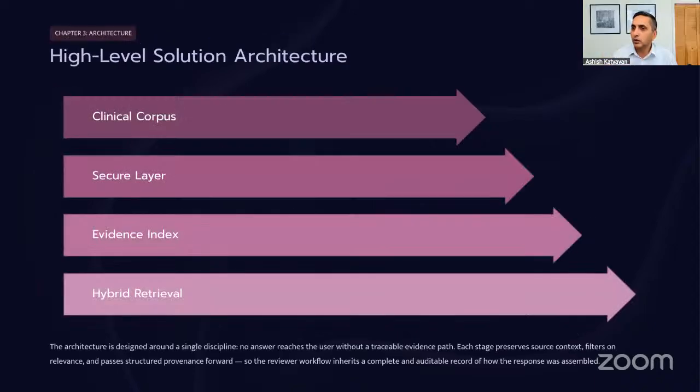Let me just see this. So we have clinical corpus, secure layer, evidence, hybrid retrieval. So basically, the main data is coming from the clinical corpus, and then it's going and comparing the data against some of your database. Is that how this is structured, Nikhil? If you can break it down a little bit more.